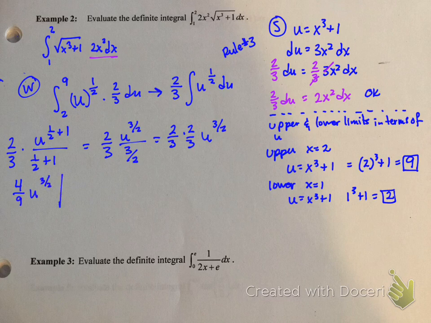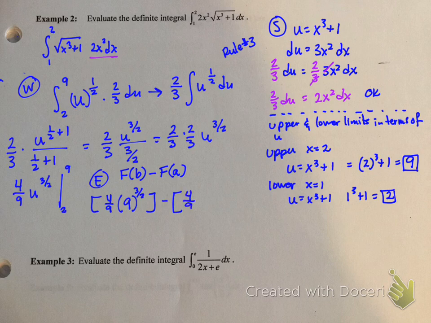Now I have to evaluate that from 2 to 9. So my last step is to evaluate. So this is f at b minus f at a. Okay, so 4/9, u is now 9 to the 3/2 power minus 4/9 times 2 to the 3/2 power.